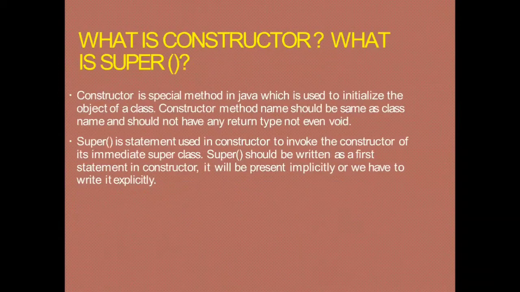Next question: what is a constructor and what is super? So the answer is, a constructor is a special method in Java which is used to initialize the object of a class. The constructor method name should be the same as the class name and should not have any return type, not even void.